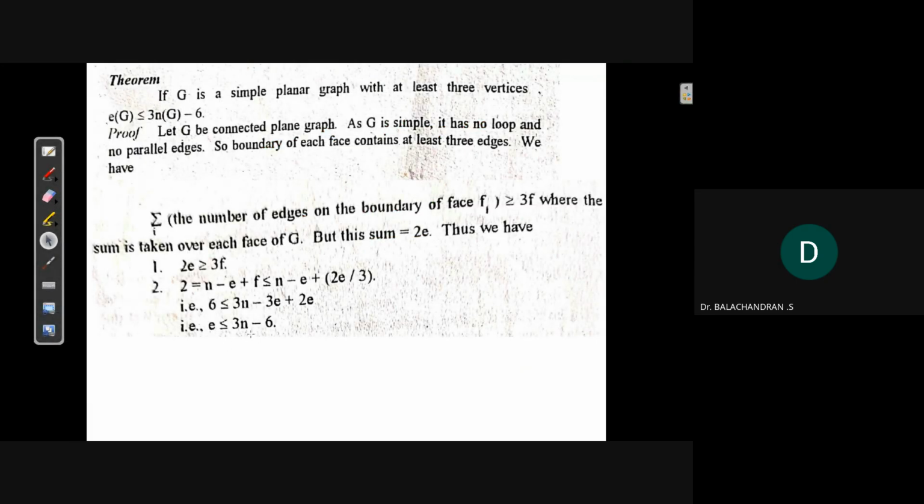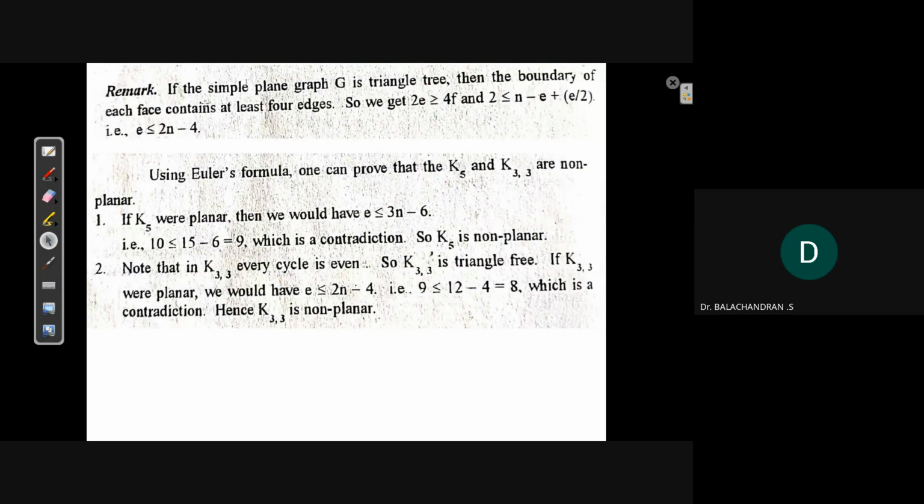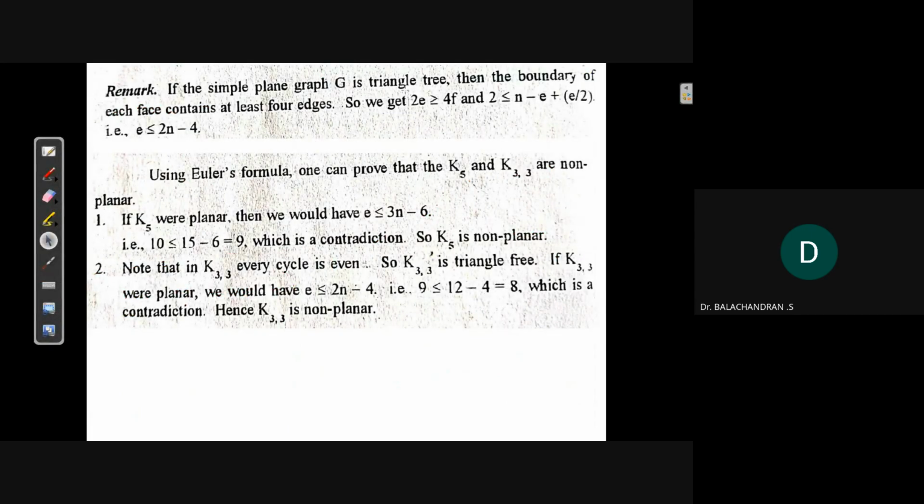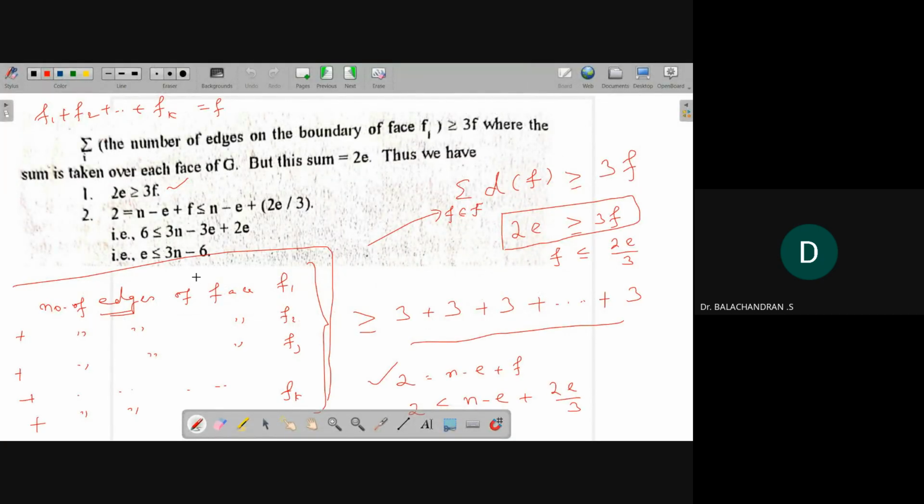Next, a remark. If the simple planar graph is triangle free, triangle free means it does not have any C3. If it has C3, then only you can use this idea, where each face is bounded by at least 3 edges. If it is triangle free, there is no C3, so the boundary of each face contains at least 4 edges. Everything else is the same.